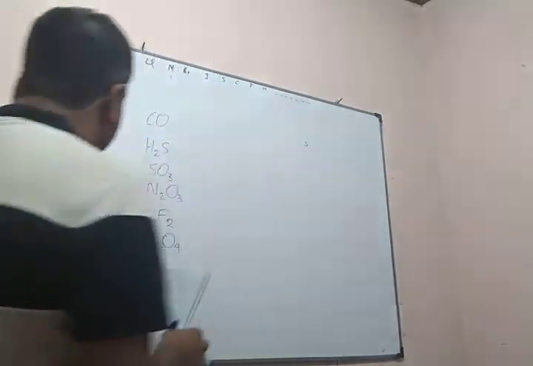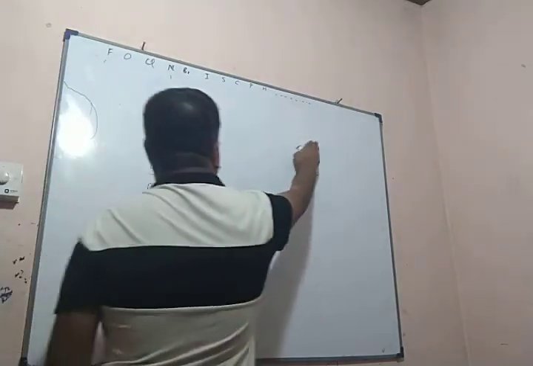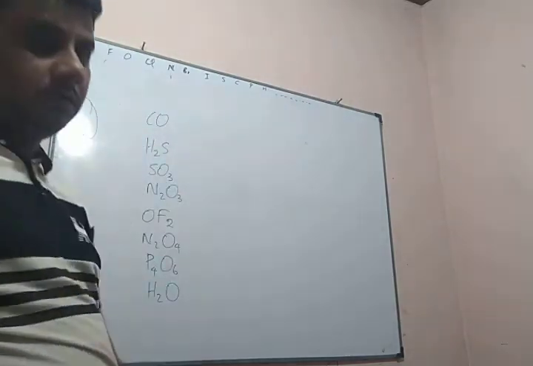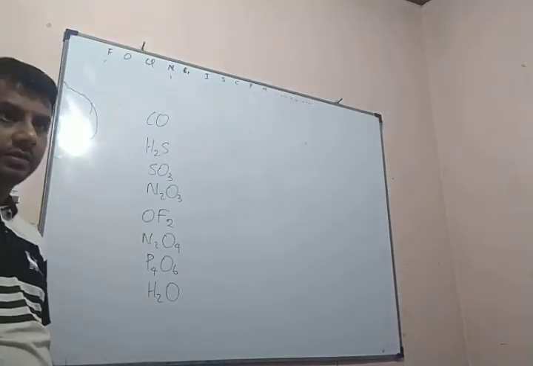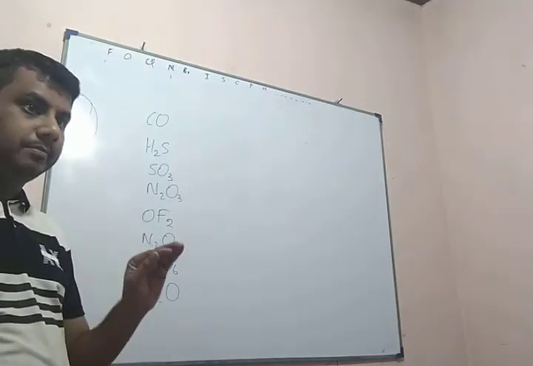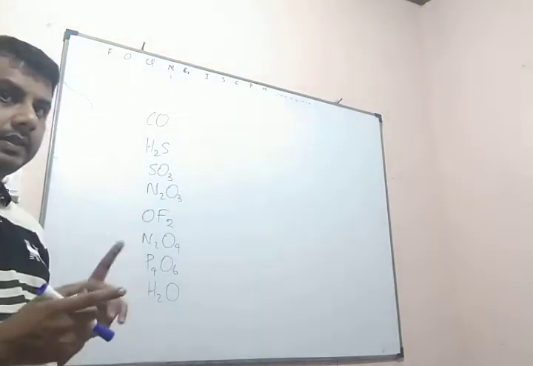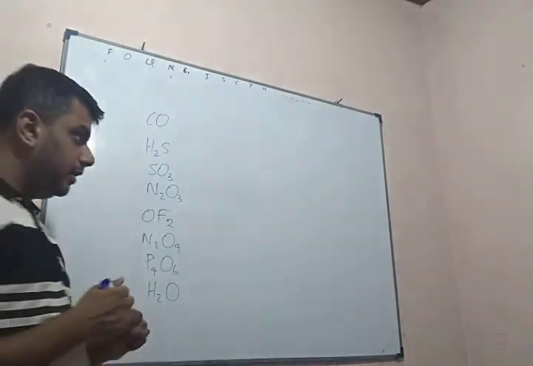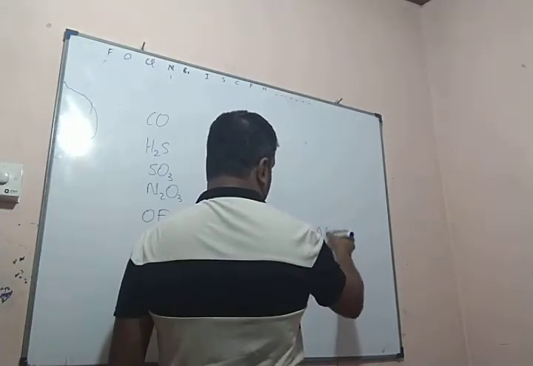What are the name? CO, right? You should mention the number. In ionic compounds, did you mention any number? Like NaCl. What's the name? Sodium chloride. NaCl, sodium chloride.